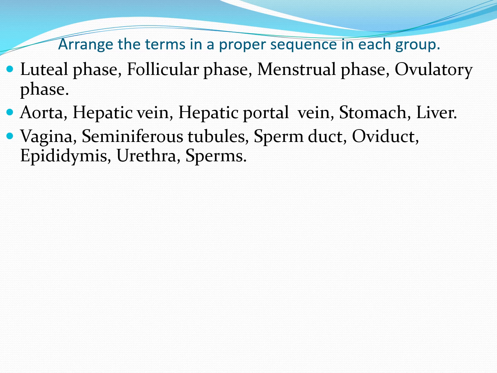From vagina they swim into oviduct. So here seminiferous tubules, epididymis, sperm duct, urethra, sperms, vagina, oviduct.